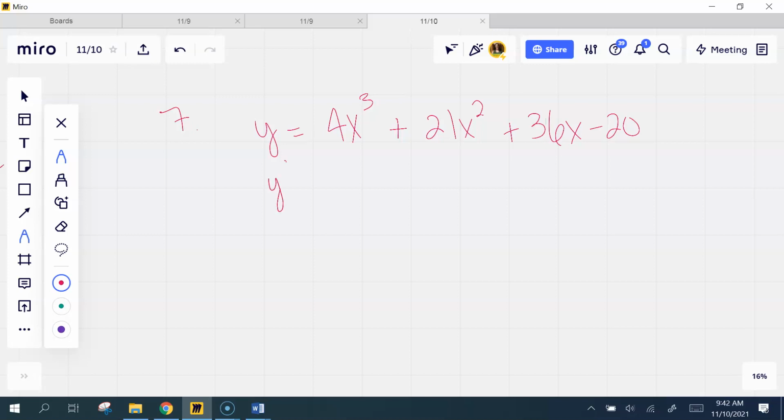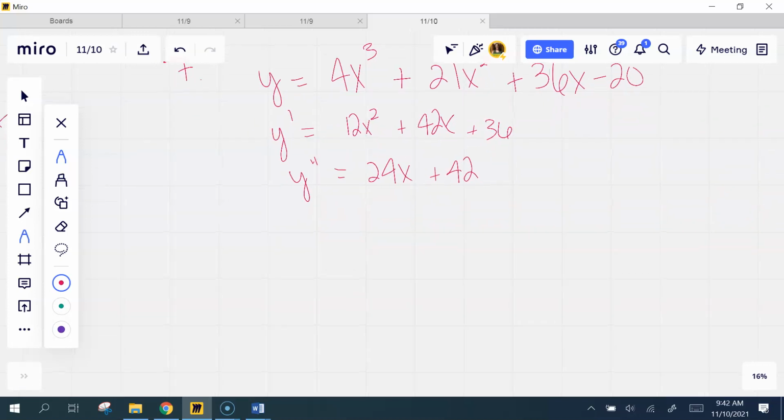I don't think so. If you do the first derivative, you got 12x squared plus 42x plus 36. If you do the second derivative, you have 24x plus 42. That is correct. Oh, it's the second derivative. I can look at the answer in the book and see. 7 over 4. Correct.